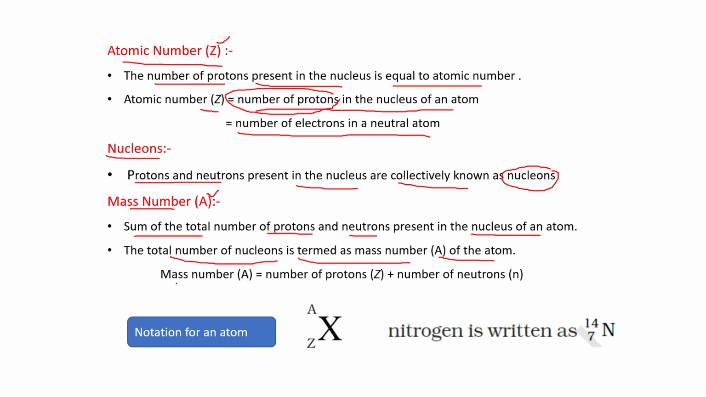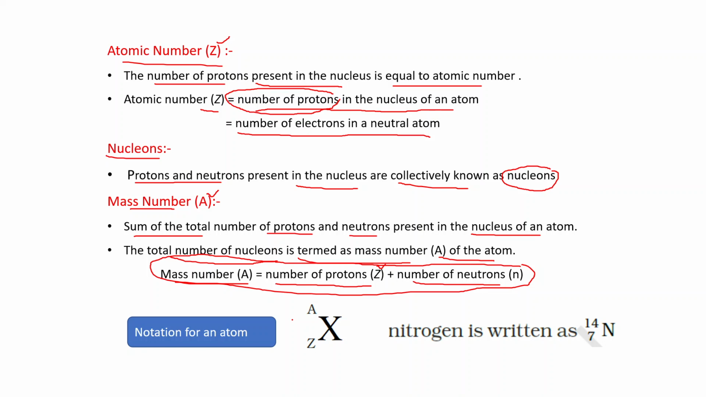And we can say mass number A is equal to number of protons, which is also equal to atomic number, plus number of neutrons. And with this relationship, which correlates three things: mass number, atomic number, and number of neutrons. Okay, if two things are given, the third we can calculate.